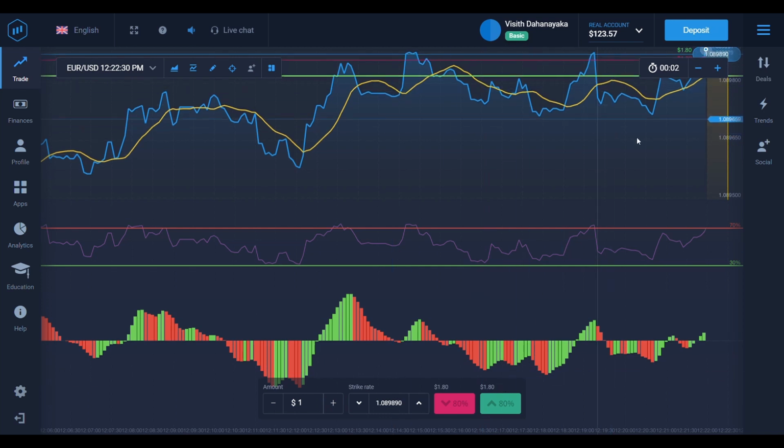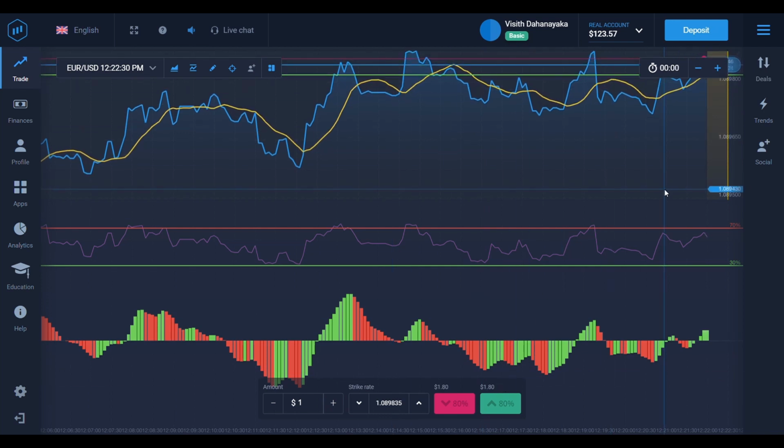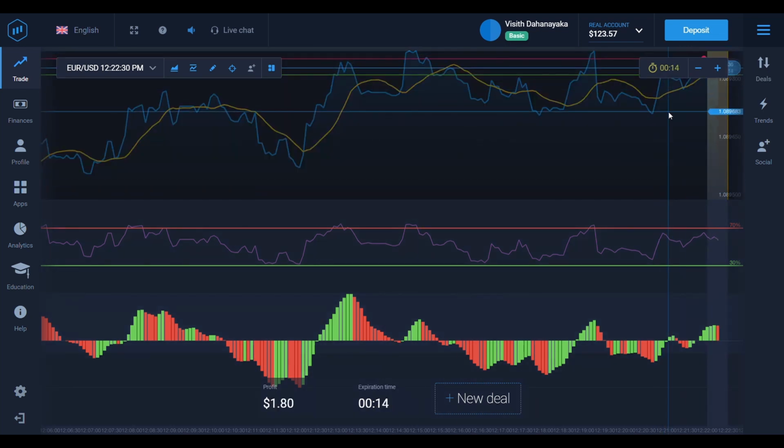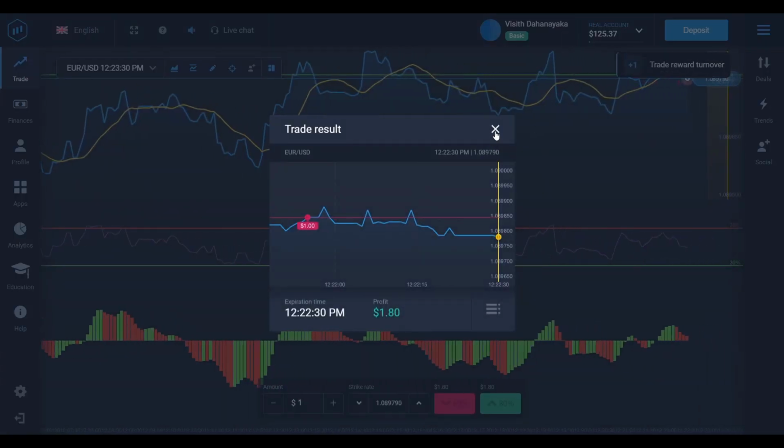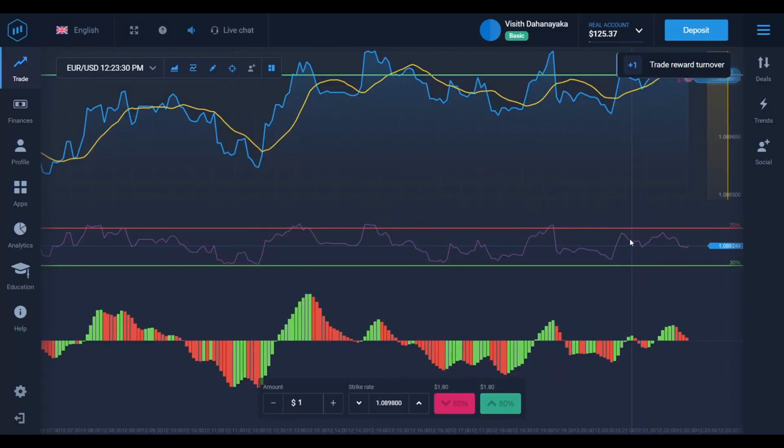Okay, I've placed my order at the perfect moment. Now we'll have to wait until we get the result. As you guys can see, I won that trade and got back 80% profit.